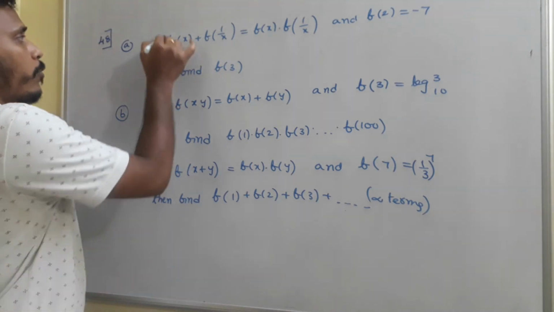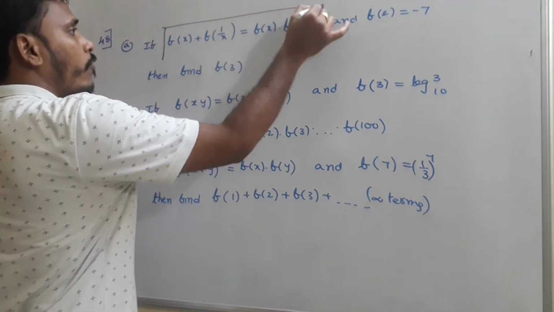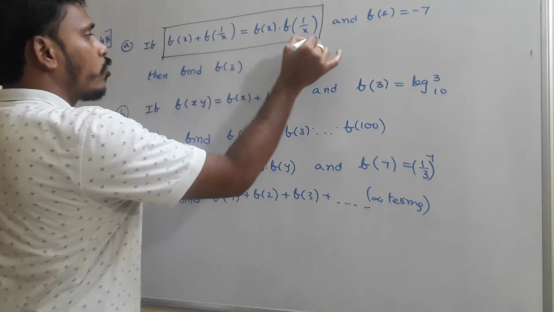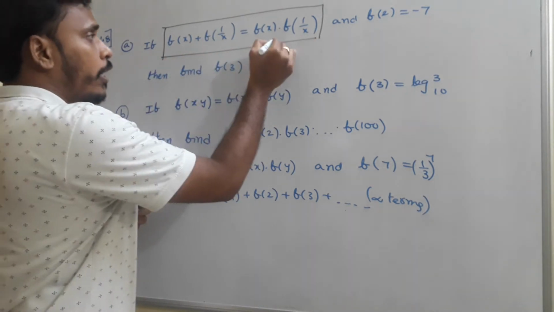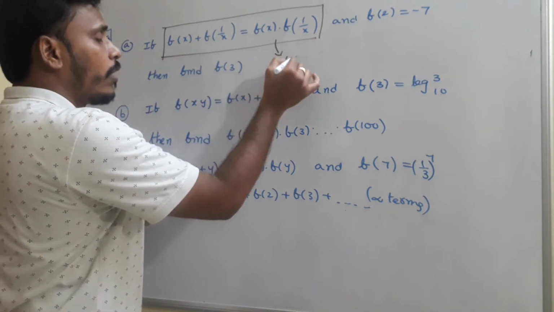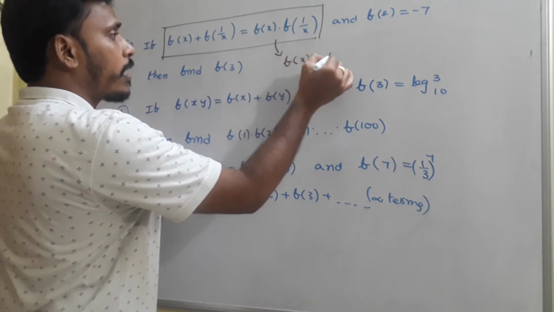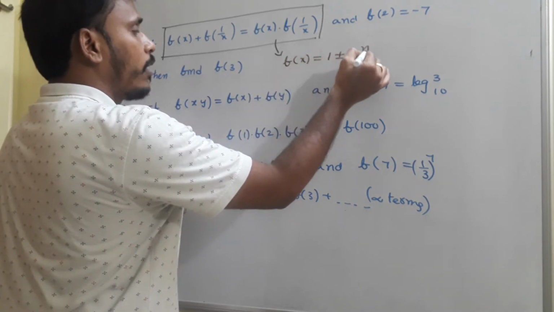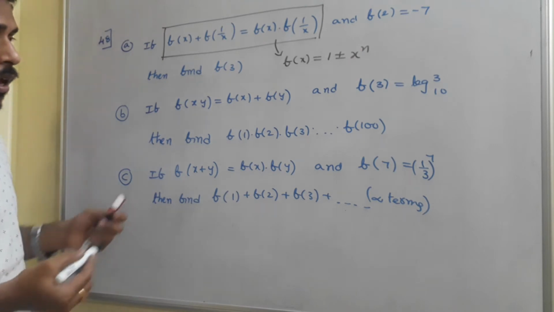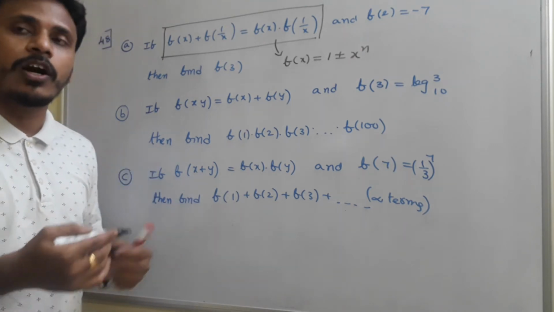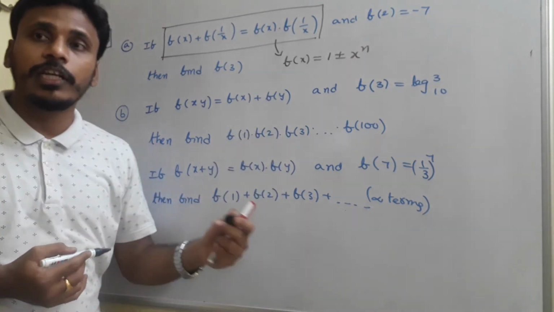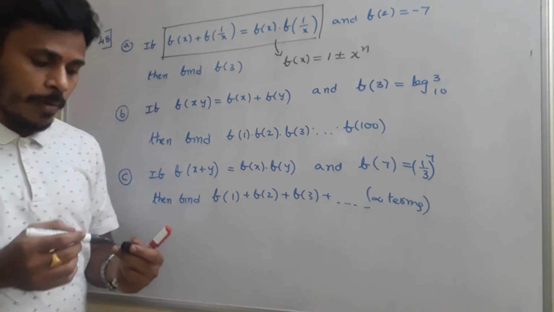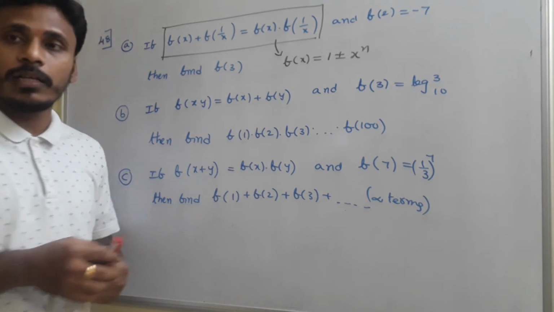See, when you look at the first problem, f of x plus f of 1 by x is equal to f of x into f of 1 by x, and corresponding to this, as I mentioned, the function is 1 plus or minus x power n. Okay, this is the functional relation. We don't know whether it is plus or minus. According to the other conditions, we need to choose the plus or minus. F of x is 1 plus or minus x power n.